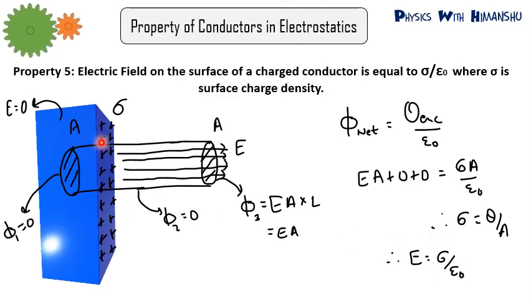So if the plate is positively charged, the electric field will be directed outward, and if the plate is negatively charged, the electric field will be towards the plate. So this is a very important derivation for the electric field due to a metal plate or a metal sphere. Basically electric field is equal to surface charge density divided by epsilon naught. This formula is only applicable for conducting surfaces.